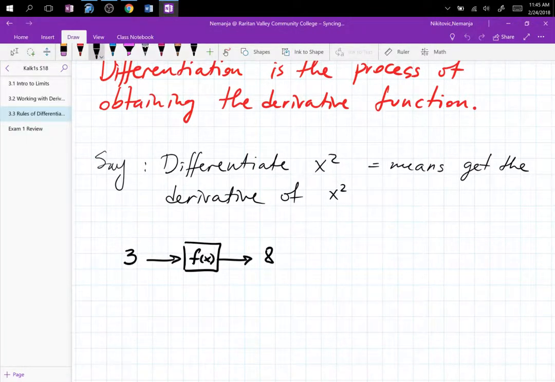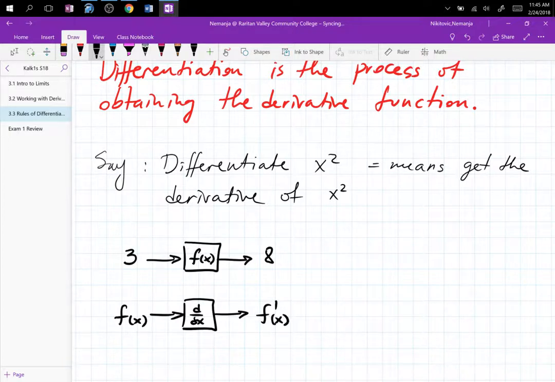Differentiation will change a function f of x coming in, and I'll put this weird symbol inside, d divided by dx, and that spits out the derivative of f of x. So differentiation doesn't change numbers directly. It changes them indirectly, obviously, but differentiation changes functions.